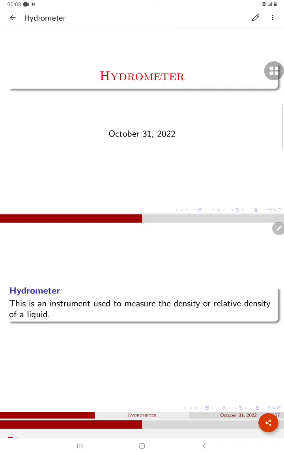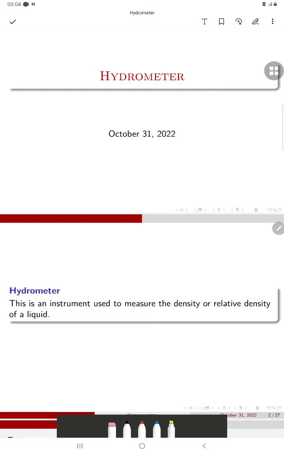Today, I want to start with lesson 1 on hydrometer. So, let's say if I want to determine the density or the relative density of a given liquid, then it becomes so simple that I can ignore calculations. An instrument has been designed to solve that problem, and that instrument is the hydrometer. So a hydrometer is an instrument that we use to measure the density or the relative density of a liquid.